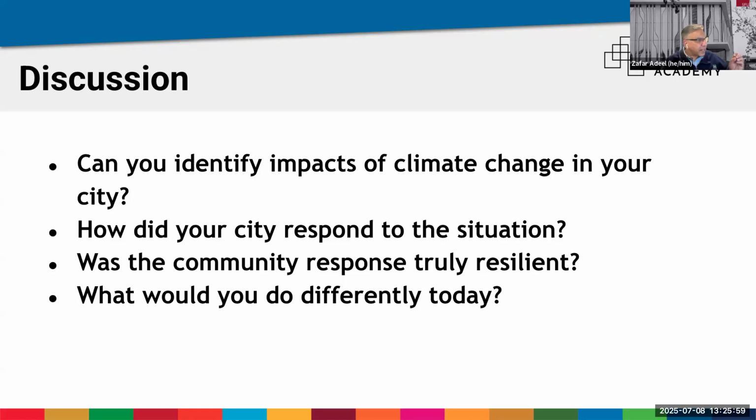And were these responses at the community level really resilient? Were they adding to resilience in a measurable way? And the last one, I think, is a very interesting question. Knowing everything you know today, would you do something different? So maybe the outcome would be different compared to what you saw from these particular case studies, if I can call them that. So those are the four questions we'll go around and ask each mayor to address. I don't want to put anyone on the spot, so would anyone like to start the conversation?